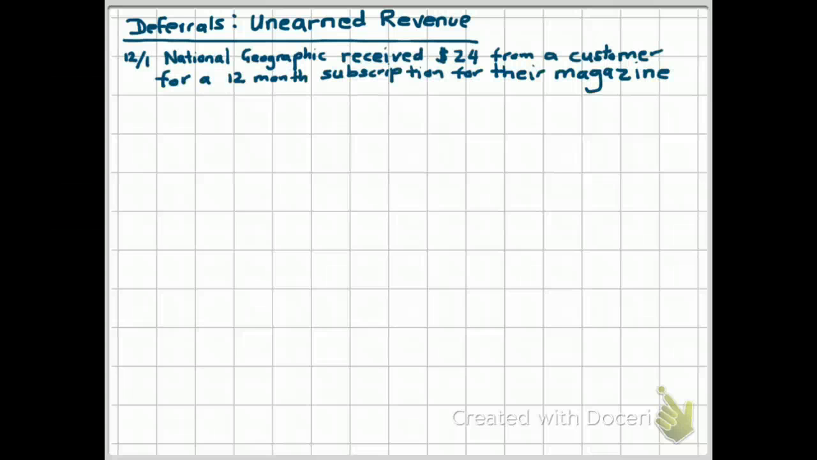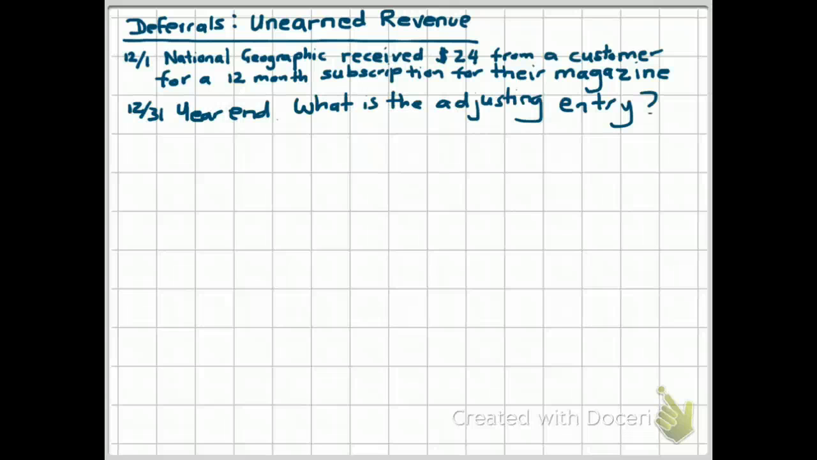On December 1st, National Geographic received $24 from a customer for a 12-month subscription for their magazine. You all know that whenever people subscribe to magazines, you have to send the entire subscription amount up front before they will send you the magazines. So this particular customer sent $24 for a 1-year subscription, and this payment was received on December 1st. December 31st is their year end. What is the adjusting entry, if any?